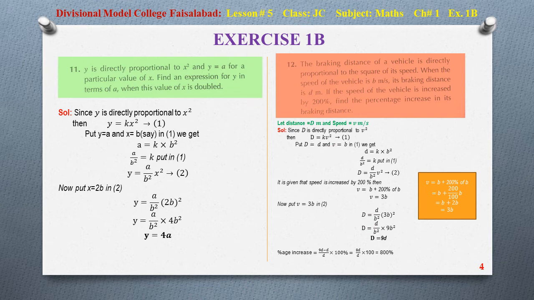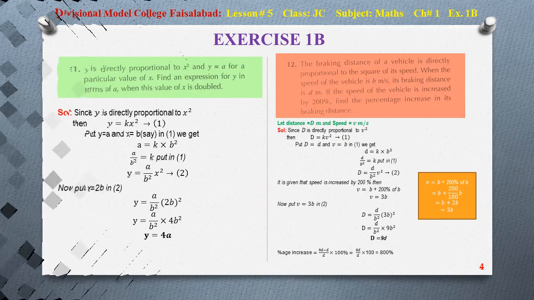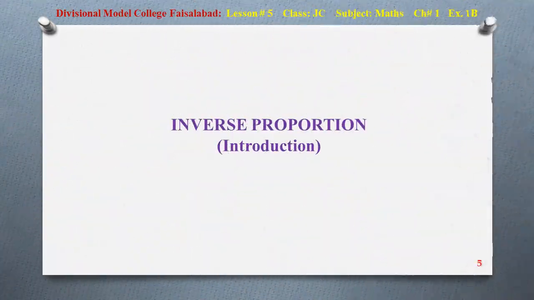This completes exercise 1B. Next we will study inverse variation or inverse proportion. In direct proportion, as we know, two quantities are so related that if one increases, the other also increases, and if one decreases, the other also decreases. In inverse proportion, the case is reverse. In inverse proportion, two quantities are so related that if one increases, the other decreases, and if one decreases, the other increases.